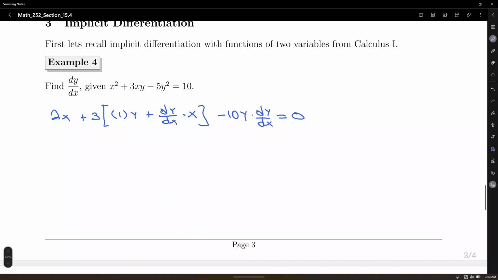Let's clean up the mess on the left-hand side and get the derivative. So that is 2x plus 3 times 1y, which is 3y, plus 3x dy dx, minus 10y dy dx. And let that be equal to 0.